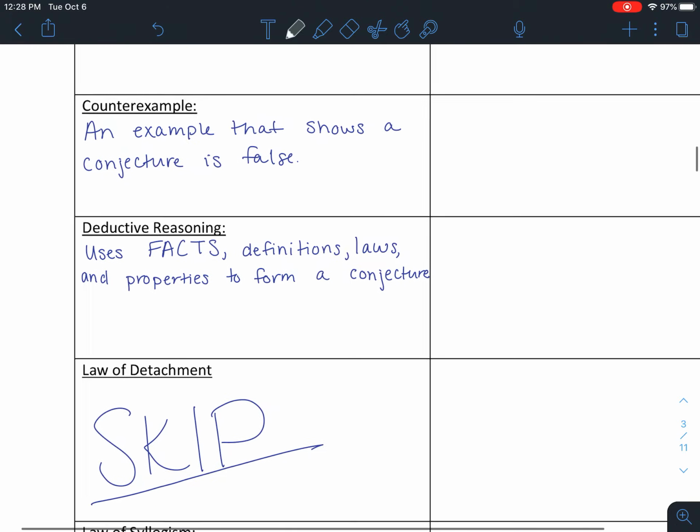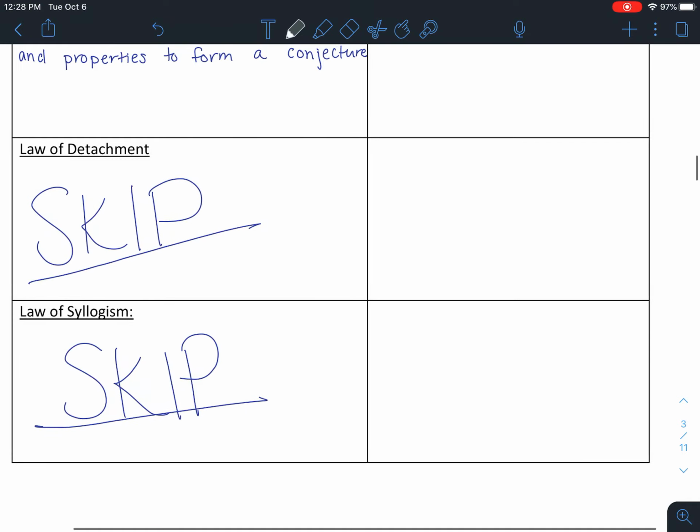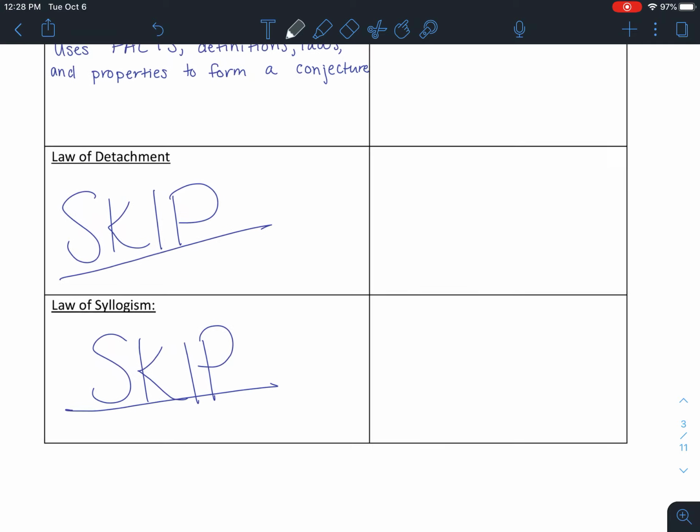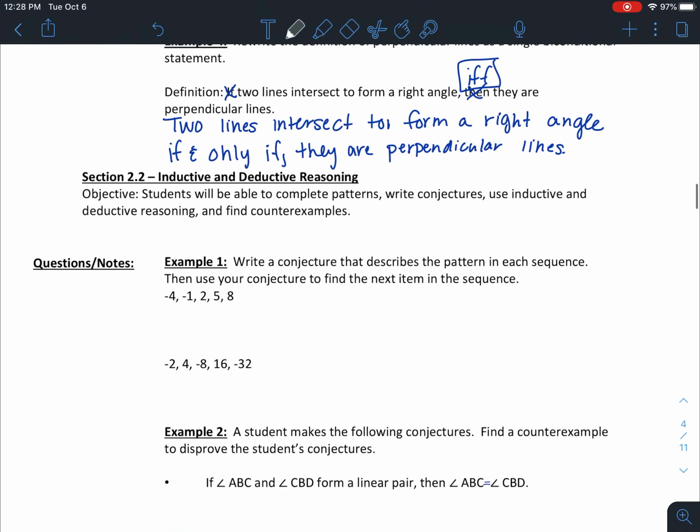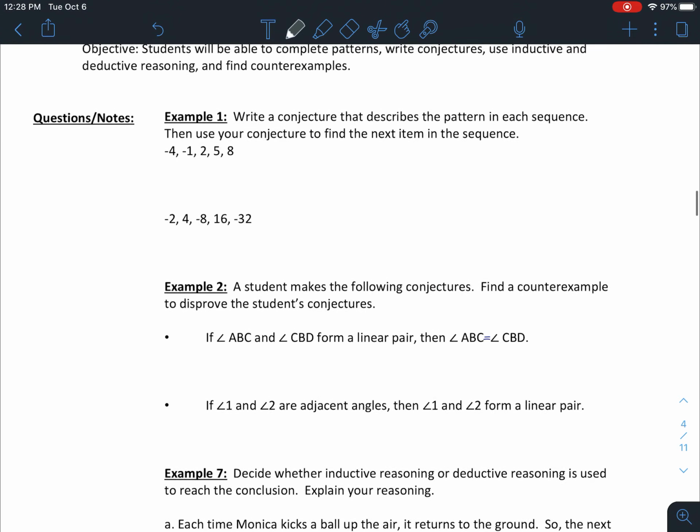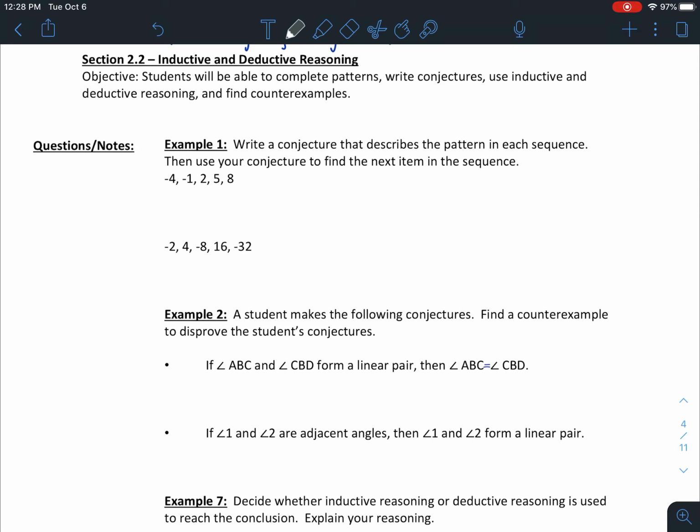The next two on here are law of detachment and law of syllogism. We're skipping those for this unit because we're a little bit behind, so just write skip on those. All right, now we're going to start our examples from 2.2, inductive and deductive reasoning.